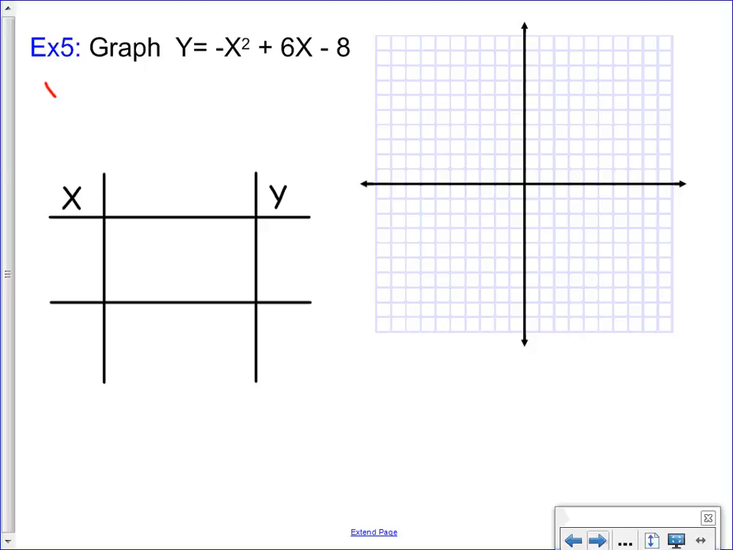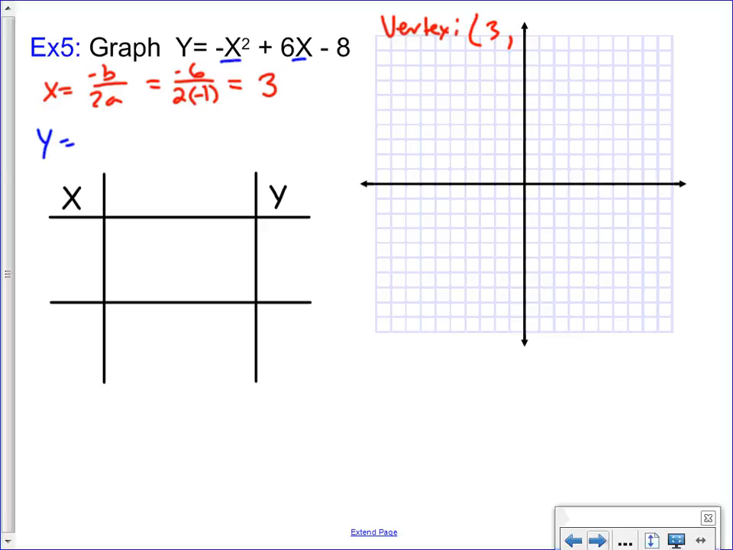To find the X, it's negative B over 2A. Well, what's my B? 6. So it's negative 6 over 2 times what's my A? Negative 1. And negative 6 divided by negative 2 is positive 3. So part of your vertex is going to have a positive 3. That's the X part, or the H part, whichever. To find the Y, plug the 3 into all the X's in that equation.